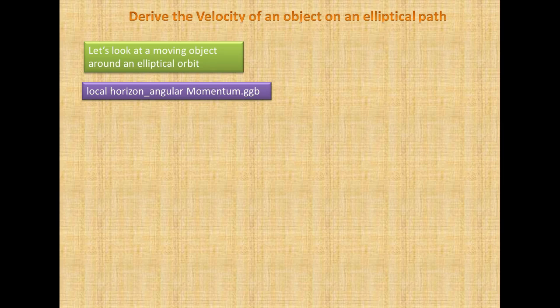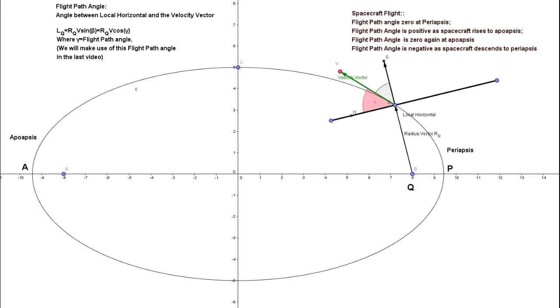Okay, let's look at a moving object around an elliptical orbit. Here we have our elliptical orbit again. It's essentially the same diagram we had before. It's just that this one's going to move, and I'm going to see if I can illustrate how this velocity vector moves around the ellipse. I don't have specialized software, so I'm doing the best I can with this regular software.